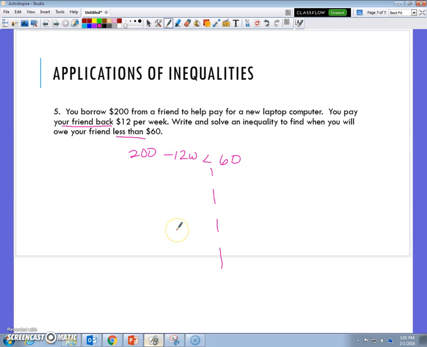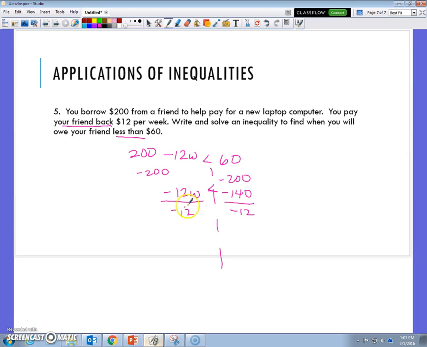So it's very similar to the equations that we solved. So I'm just going to go ahead and subtract 200, negative 12W is less than negative 140. Is that right? Yep, it looks right. I think I got all the numbers right. 200 in there, 12 bucks per week, less than 60. Okay. Divide by negative 12. Okay.